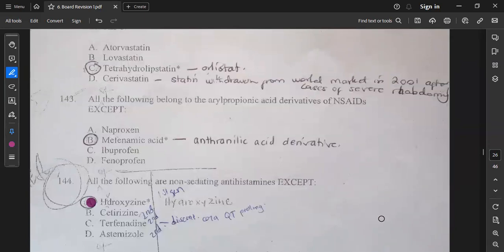All the following belong to the aryl propionic acid derivatives of NSAIDs except? Again, chemistry of NSAIDs. Anyone who has a summary can help us through. Naproxen, mefenamic acid, ibuprofen, fenoprofen. Anyone with chemical classes of NSAIDs? Someone can take us through them briefly, or even just mention the types of acids or something like that.